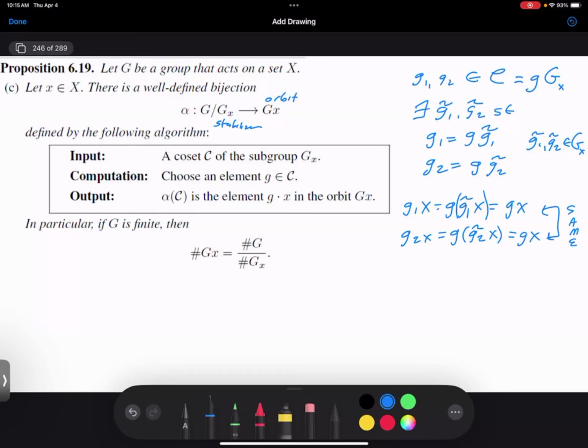So what we see is that if I take two elements in the same coset, they will have the same impact on x. And the reason is if they're in the same coset, they differ by multiplication on the right of some element in the stabilizer. And since the stabilizer leaves little x alone, they're going to have the same impact. And so now this is showing us that we do have a well-defined map. So we need to show that this map is one-to-one. We need to show that this map is onto.